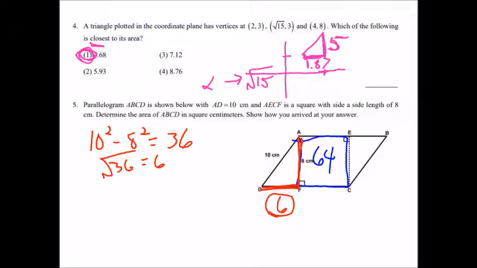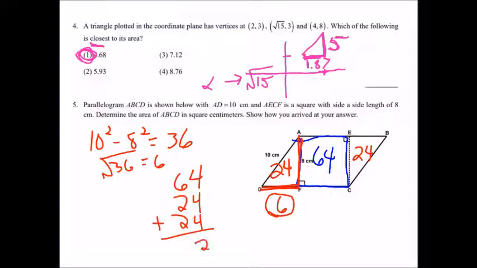Now, the area of this would be 6 times 8, which is 48, divided by 2, which is 24. This would also be 24. So all together, we would have 64, 24, and 24. That's 112 square centimeters.